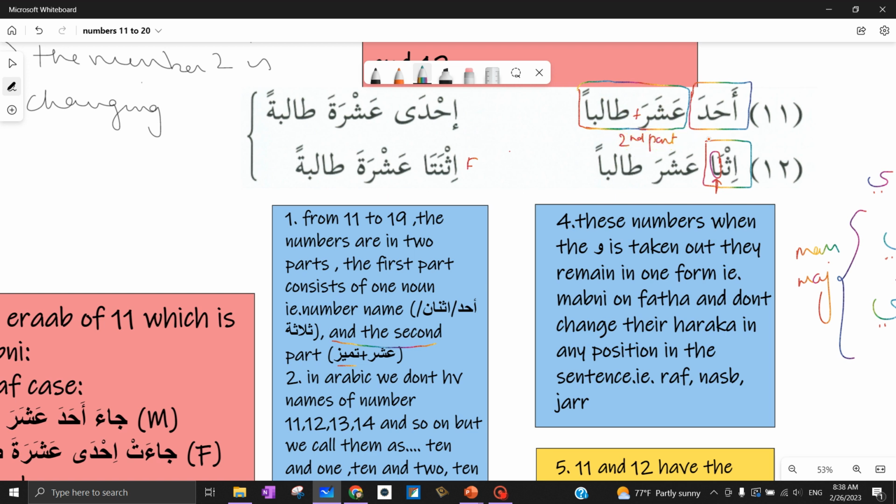Irrespective of how it is given in the book, I always tell my students to make the number name the first part, and ashara and tamiz the second part. Why? Because when you change the gender in 13 to 19, the confusion arises. When we come to that point, I will explain in detail. So firstly, from 11 to 19, the number names are in two parts. Remember that. The first part is the number name. The second part is ashara and the tamiz, such as Taliban, which is the tamiz here.